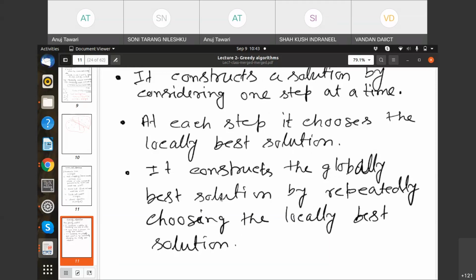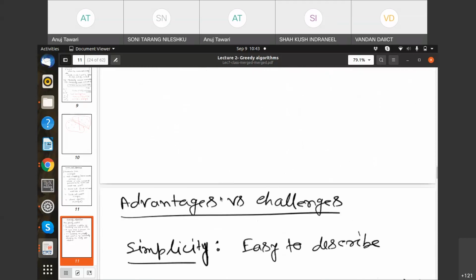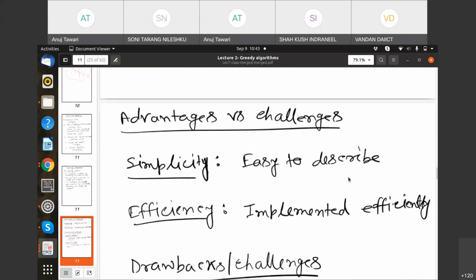And of course, there are some advantages of this approach. There are some drawbacks of this approach, and you would like to see both of them. So, what are the advantages? It is easy to describe. Obviously, it is easy to describe because you can easily make those choices, which is the locally best solution, and you can also implement it efficiently.